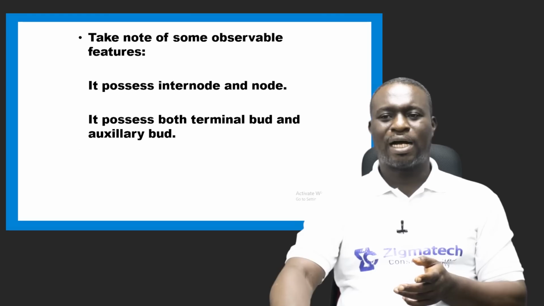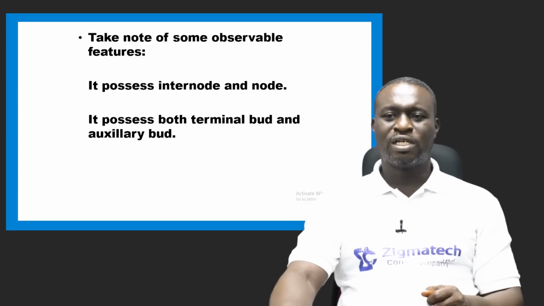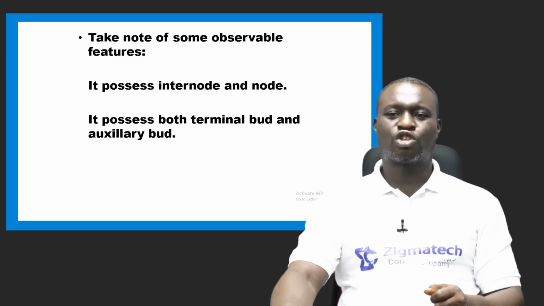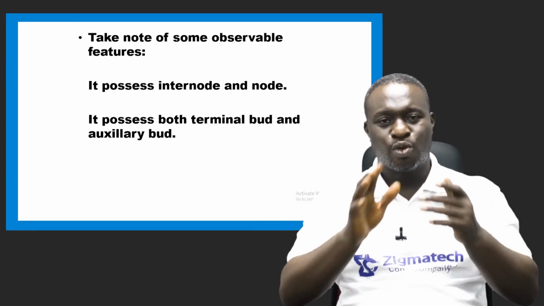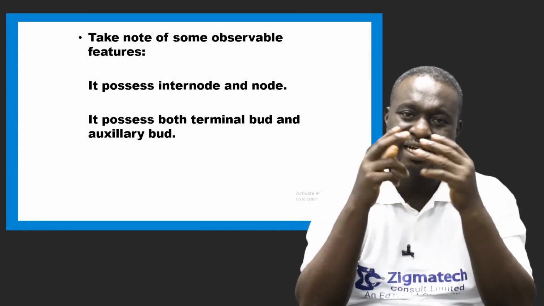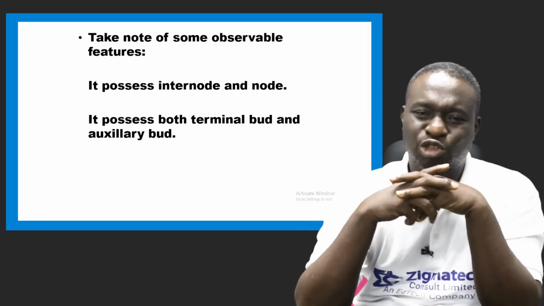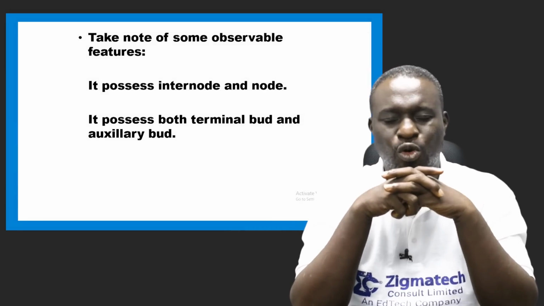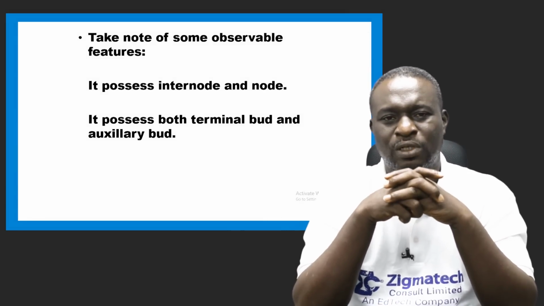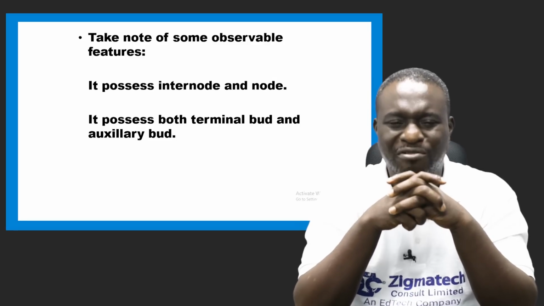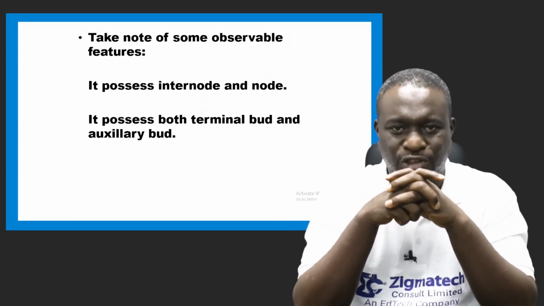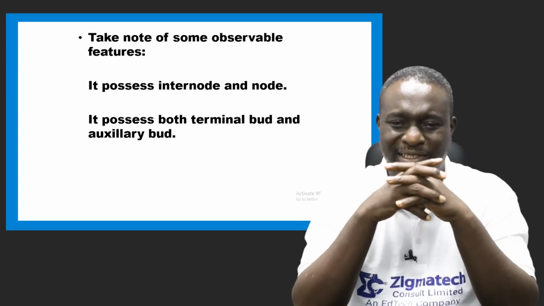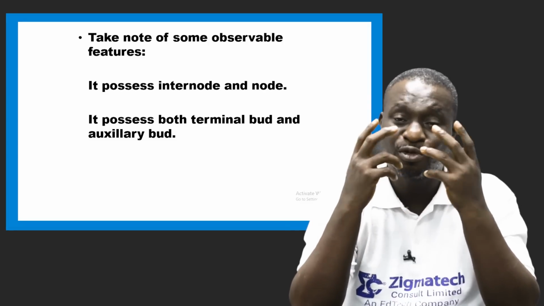Now, let's take a look at other things to note. Also take note of some observable features. Remember, I told you whenever you are in the exam hall and you are provided with a specimen, please try as much as possible to carefully observe the specimen for features. Questions will be asked on the observable features.